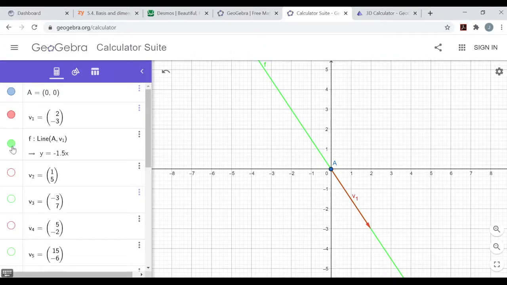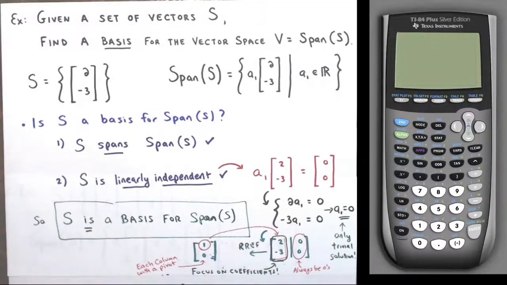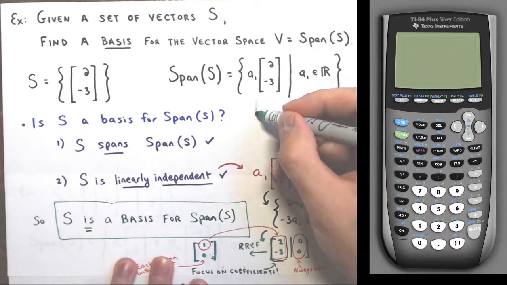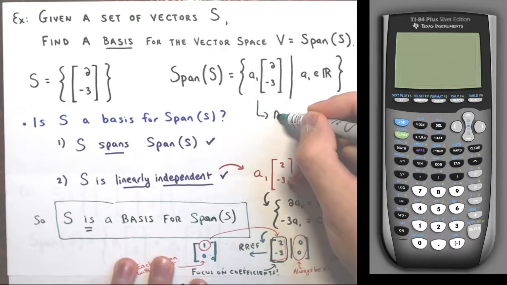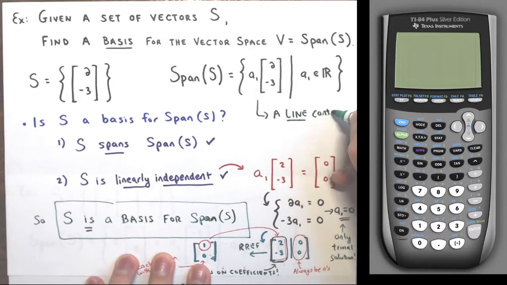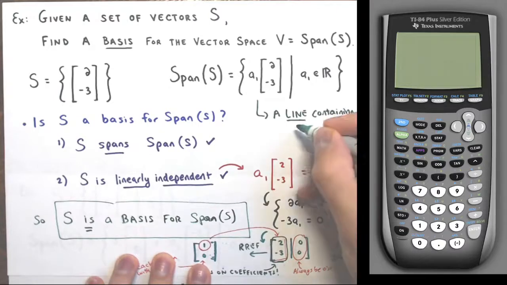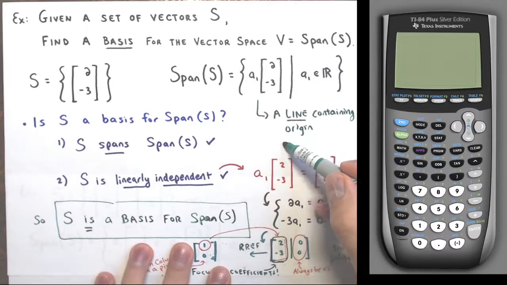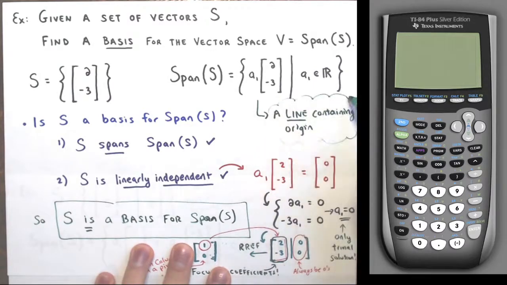That's all I wanted to show for example 1, and something I wanted to write as well on the pages was this: the span of a single vector forms a line. This corresponds to a line containing the origin, and this is in R2. I'll just say a line containing the origin, and just know that we're in R2. So the span of a single vector forms a line.